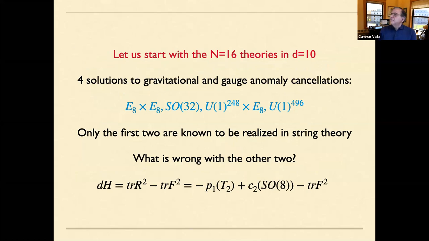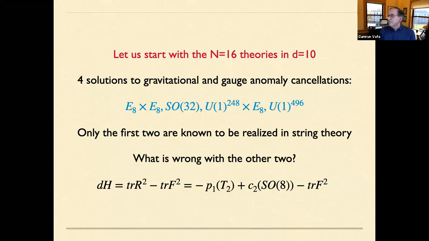Let us start with the theory with 16 supercharges in 10 dimensions. There are four known solutions to gravitational and gauge anomaly cancellation: E8 cross E8, SO(32), and two other funny ones, U(1) to the 248 times E8, and U(1) to the 496. By the way, this is an example of an anti-Swampland in the following sense, as Miguel likes to point out: the gauge group itself here would be anomalous because of the gauge anomalies. So the existence of gravity is important in making things work in this theory. This is an interesting example where we need a combination of gravity and gauge theory to get a consistent theory. But we end up with things which involve extra U(1)s that we don't like, we don't see.